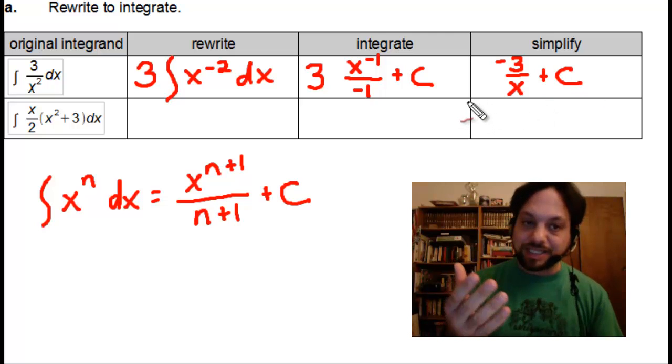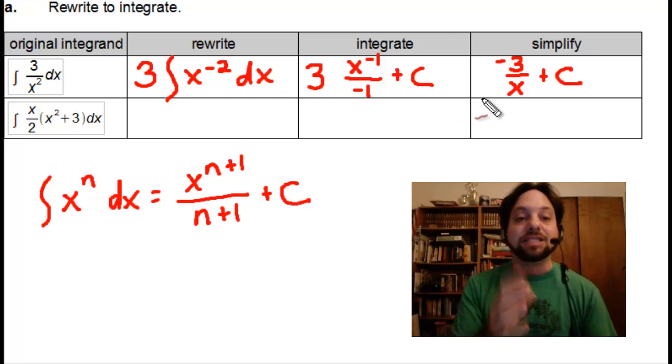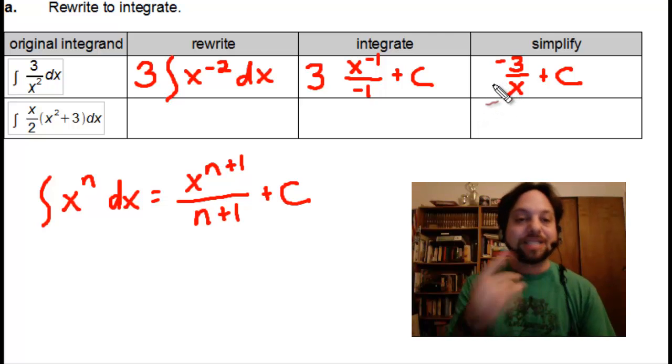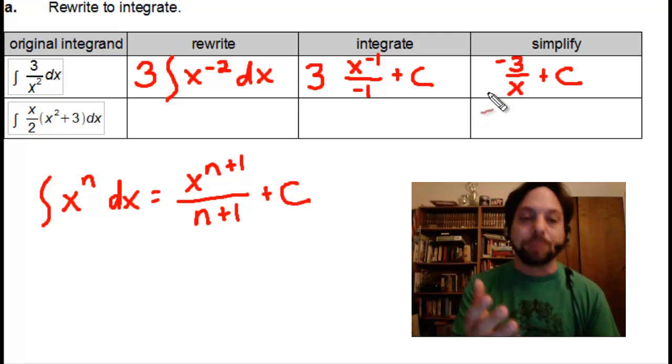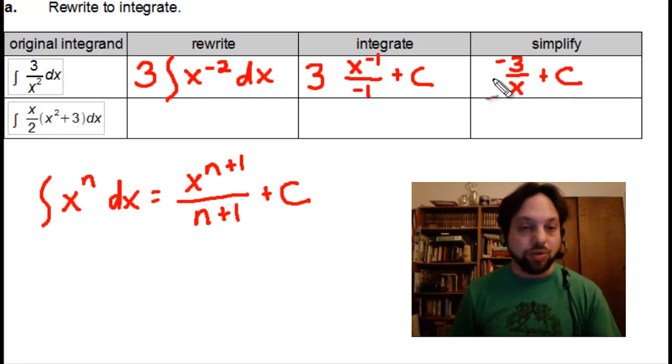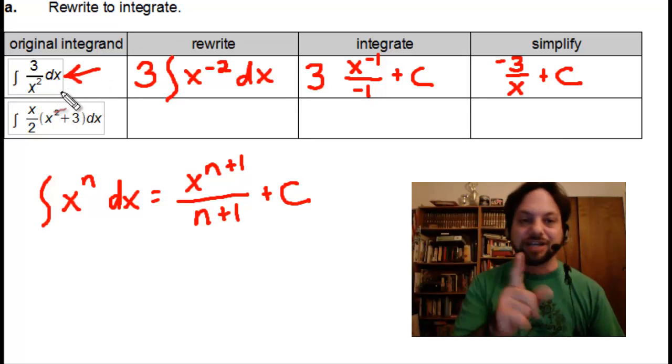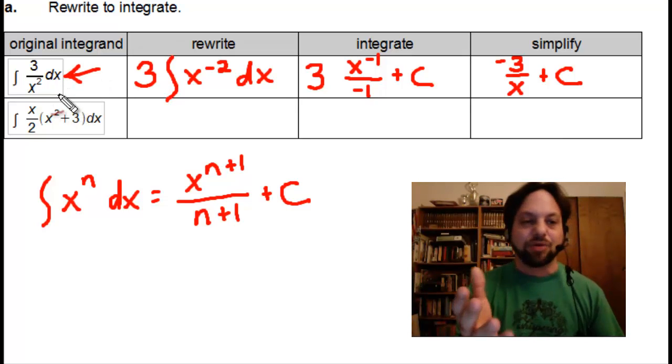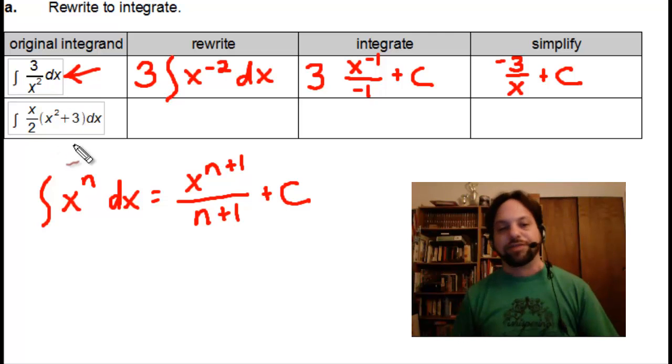Now, at this stage, I challenge you to try something. Differentiate our result. Take negative 3 over x plus some constant and differentiate it. If you do it correctly, what you should end up with is our original integrand. So there we go. That's why I say the integral is the inverse of the derivative.